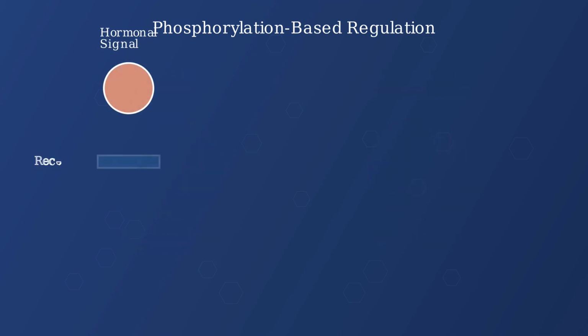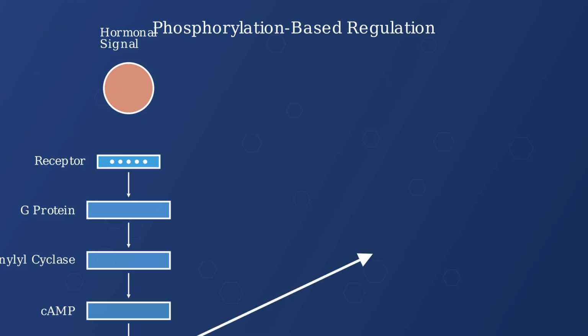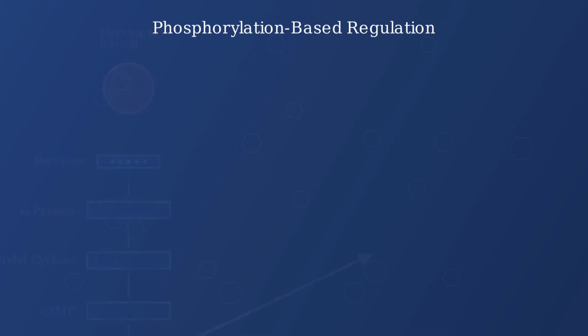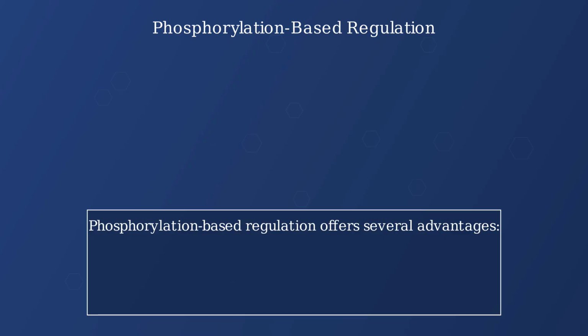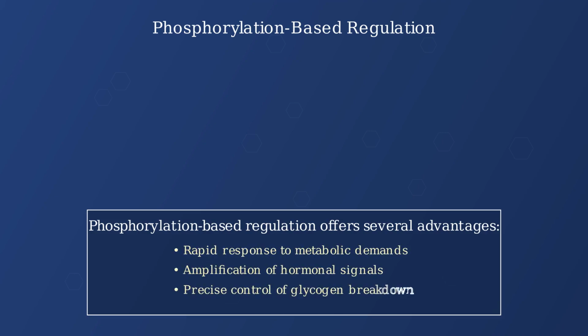This phosphorylation-based regulation is initiated by hormonal signals like glucagon and epinephrine. When these hormones bind to cell receptors, they trigger a signaling cascade. This cascade activates several enzymes in sequence, ultimately leading to the activation of phosphorylase kinase. This phosphorylation-based regulation system provides rapid and sensitive control of glycogen breakdown in response to hormonal signals. The system allows for rapid responses to metabolic demands, amplification of hormonal signals, and precise control of glycogen breakdown when energy is needed.